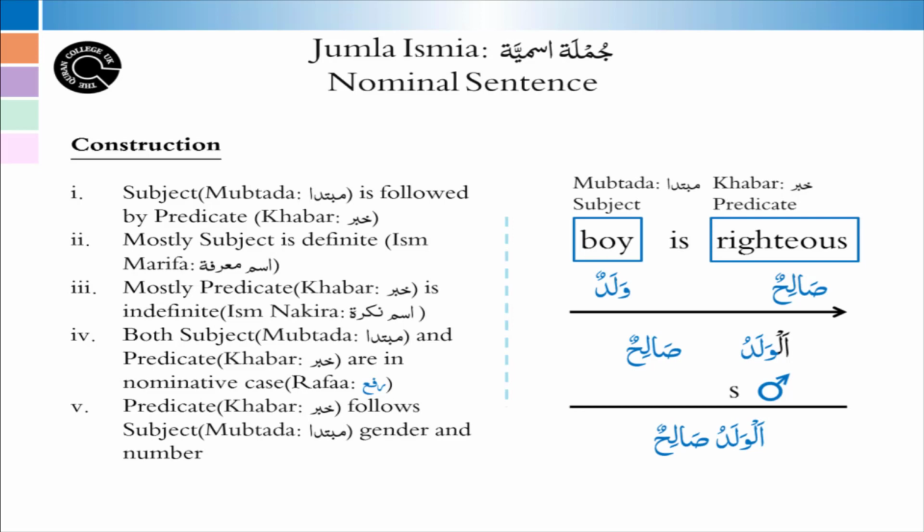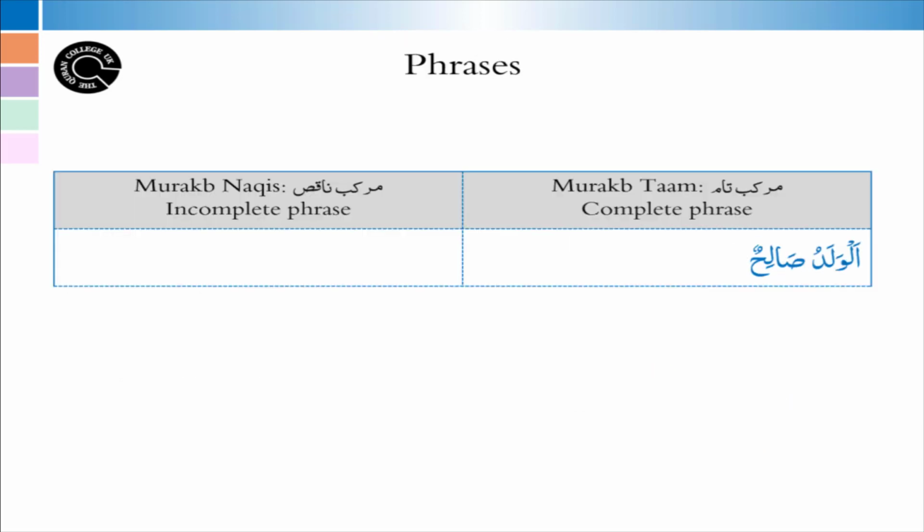This pattern of sentence produces the sense of "is" within an Arabic sentence. Let's compare this newly constructed phrase, which is giving a complete sense, with an incomplete phrase. An incomplete phrase is al-waladu salihu. Just by looking at the face of the two sentences, there is not much difference that you can tell. However, closely observing them will reveal four differences.